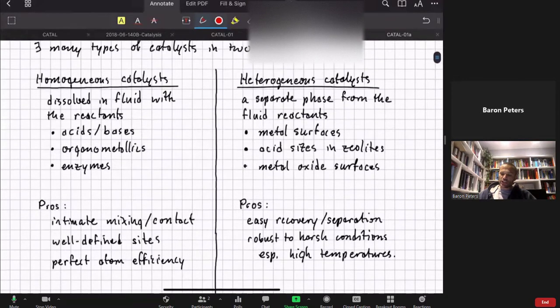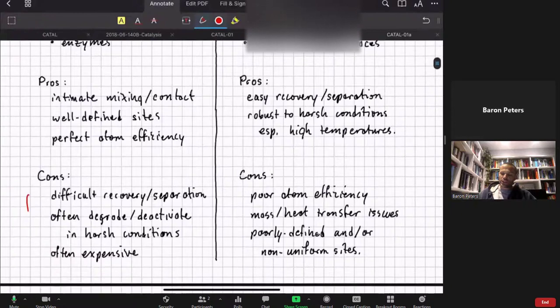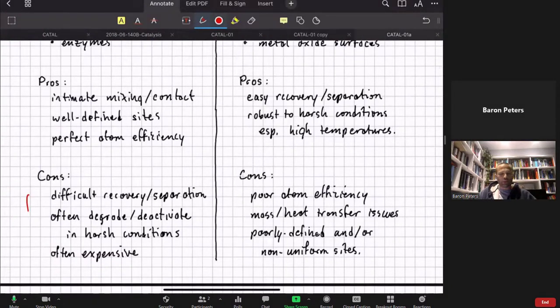On the heterogeneous catalyst side, the advantages are that they are typically very easy to recover and separate, very amenable to flow processes because of that. The fluid reactants come in, they flow over the catalyst, and the products flow out with the fluid phase, and your catalyst is left behind as a fixed bed. They are robust under harsh conditions, particularly high temperatures, and that's very important for a catalyst because, as we will learn about general characteristics of reaction rates, typically they are strong increasing functions of temperature.